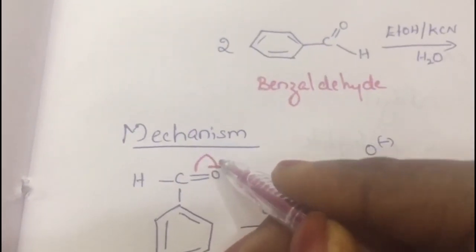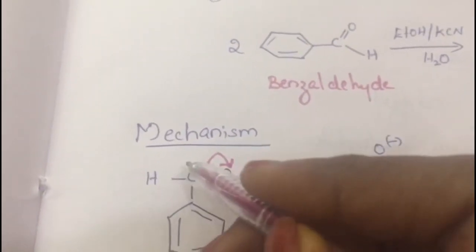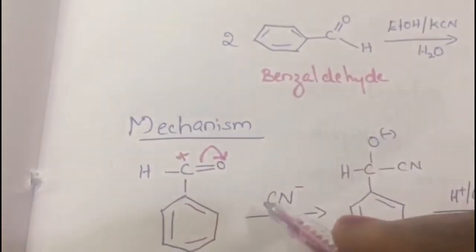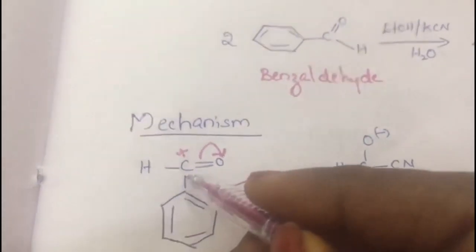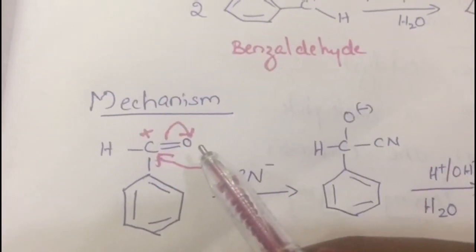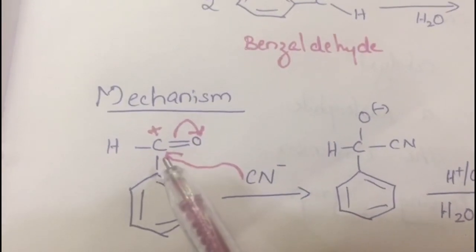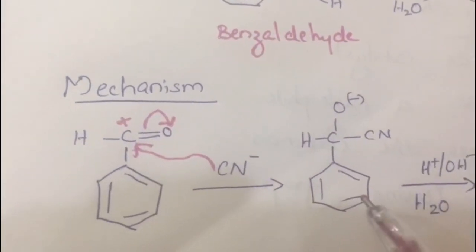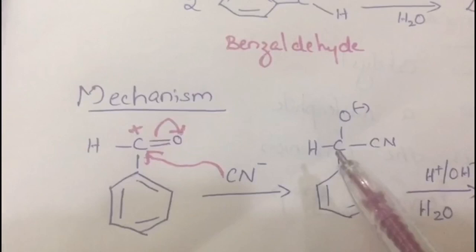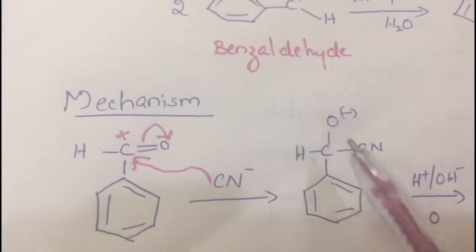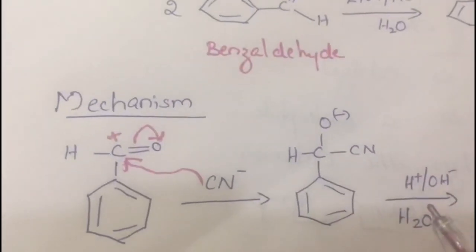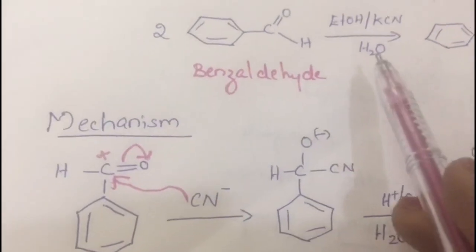So electrons will be donated to oxygen and the carbon atom will have a positive charge, and the cyanide group will attack this carbon. So oxygen will get the negative charge and carbon will be positive. So CN will attack this positive charge. So the product will be C6H5CHO-CN.